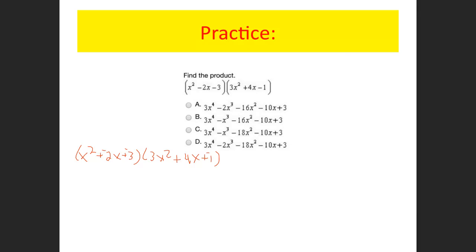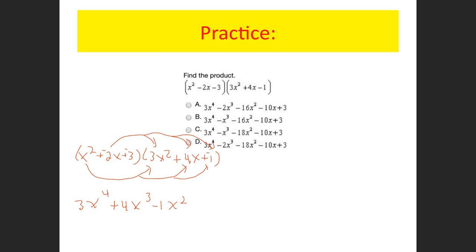So now I'm going to multiply the x squared times everything. All right. So I've got x squared times 3x squared. Well, that gives me 3x to the fourth. x squared times 4x. Well, that gives me 4x to the third. x squared times negative 1 is just negative 1x squared. All right, so I've got the first term out of the way. Now I've got the second term I've got to multiply by everything.